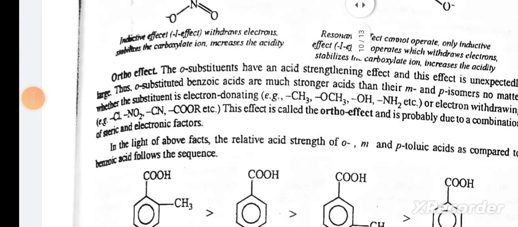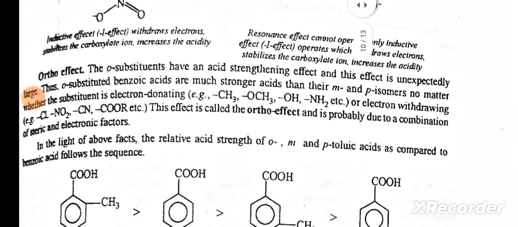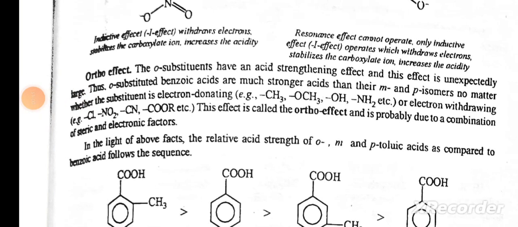Ortho effect. The ortho substituents have an acid strengthening effect, and this effect is unexpectedly large. Thus, ortho substituted benzoic acids are much stronger acids than their meta and para isomers, no matter whether the substituent is electron donating, for example CH3, OCH3, OH, NH2, etc., or electron withdrawing, for example Cl, NO2, CN, COOR, etc. This effect is also called the ortho effect and is probably due to a combination of steric and electronic factors.